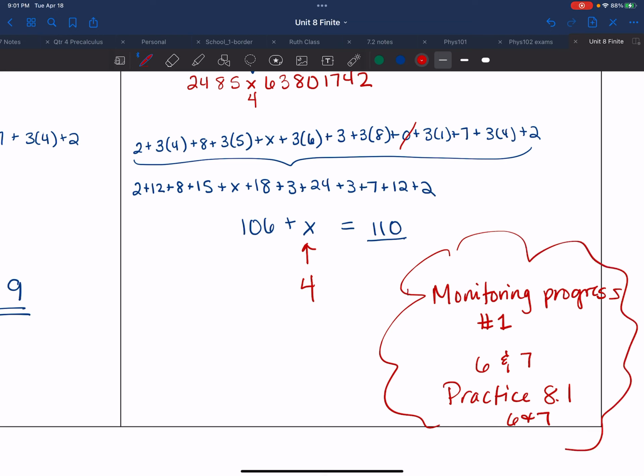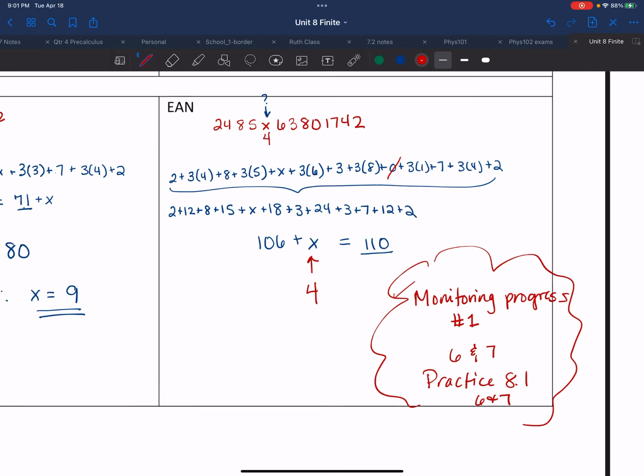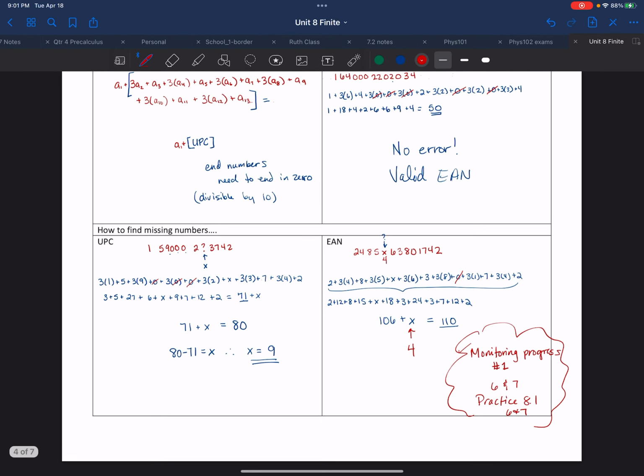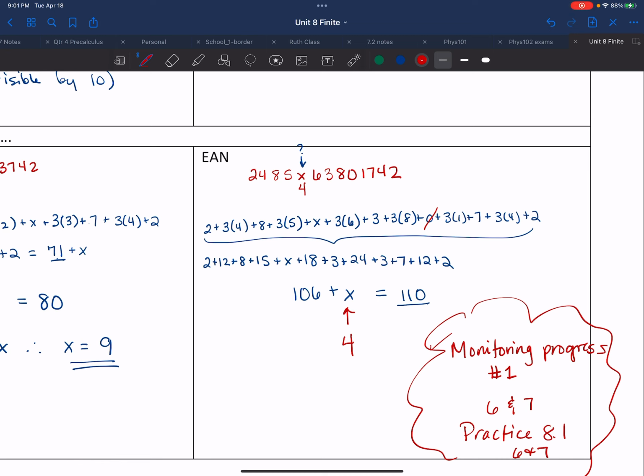Again, your monitoring progress, that's part of those notes, is going to be collected, as will this page of your notes. When you take your quiz, I'll collect it after your quiz, and you may have this on your quiz, and then you do need to turn in practice 8.1. But we have one more section of notes before you can complete that.